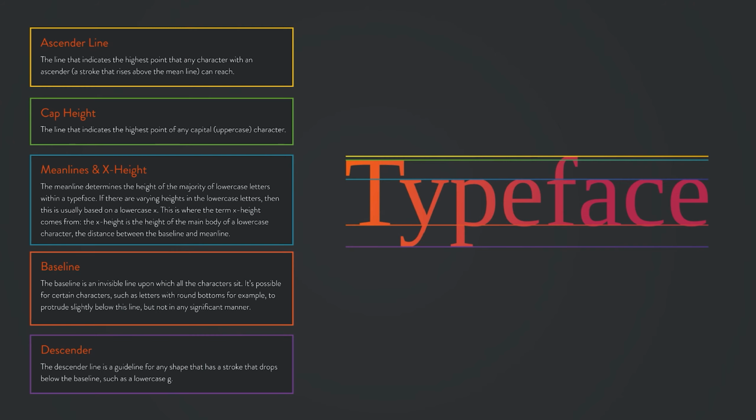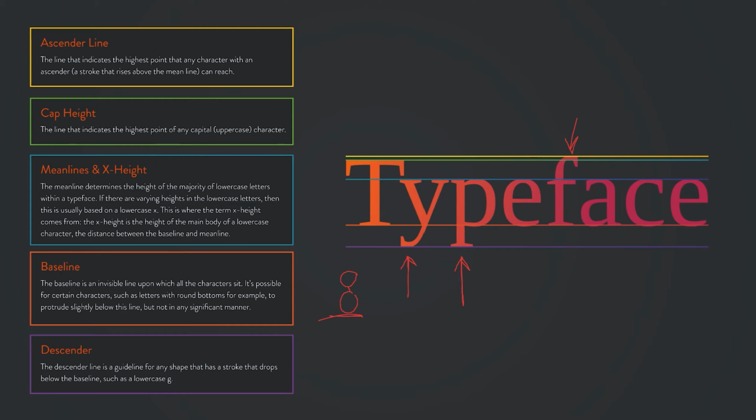A descender then is the opposite of an ascender. We have an ascender here on the F, and we have a descender here on the P, as well as the Y in this case. Descender is a guideline for a shape that drops below the baseline, such as a lowercase g, which might have that big loop on the bottom. That's obviously going to be a descender.